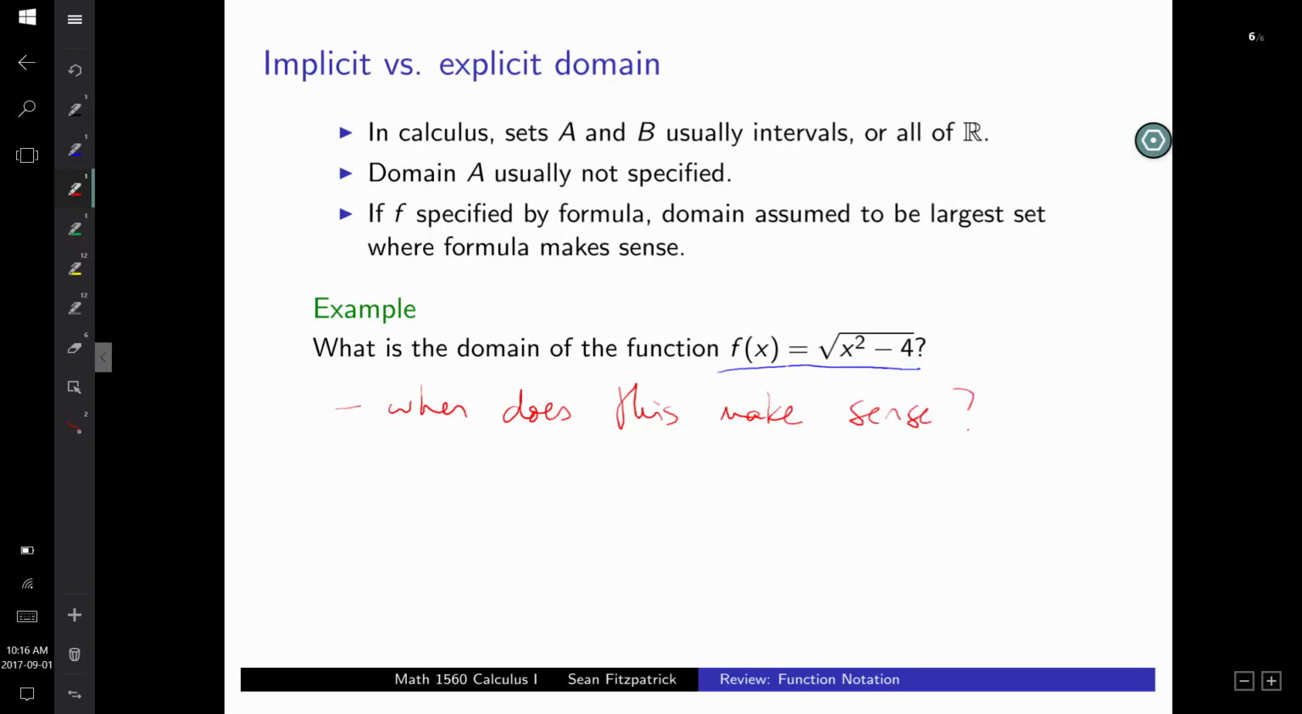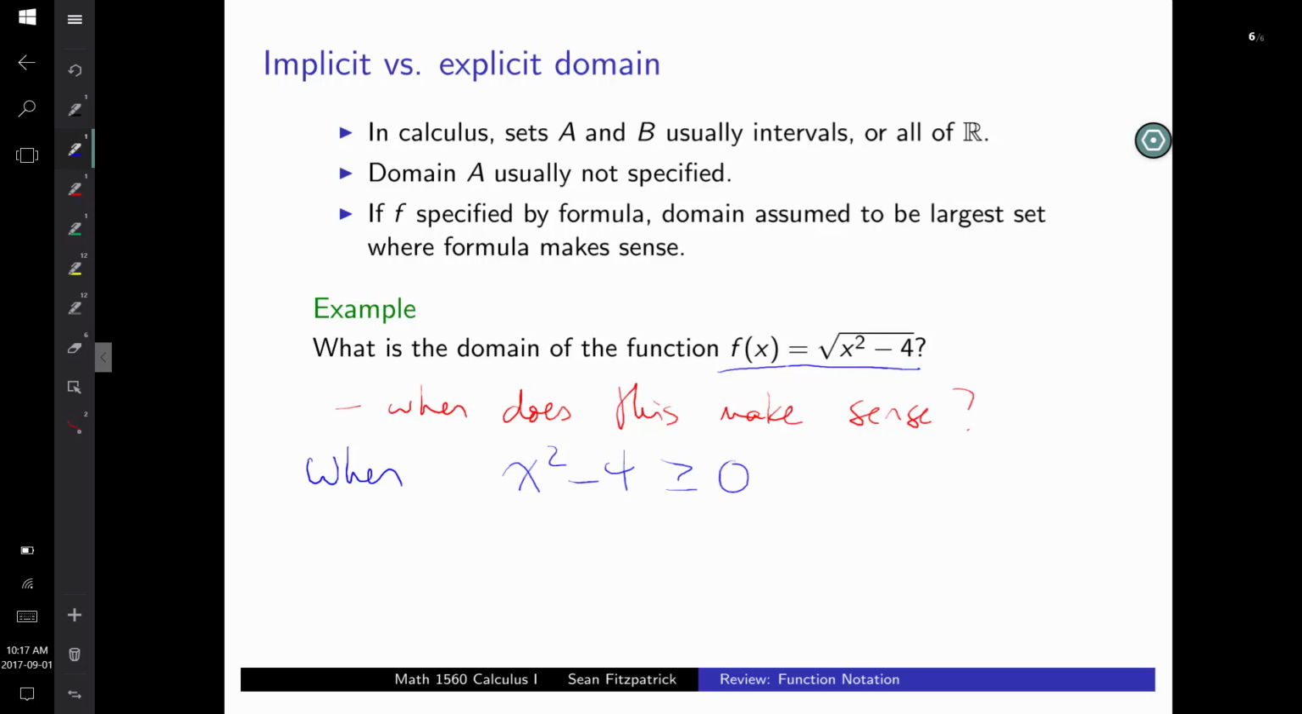So I look at what I've got and I say, okay, I've got a square root function. What do I know about a square root function? Well, we're dealing with real numbers. We're not going anywhere near complex numbers. So if I want to take a square root of something, it can't be negative. We don't talk about square roots of negative numbers in this course. So that means that this is going to make sense when x squared minus 4 is bigger than or equal to 0.